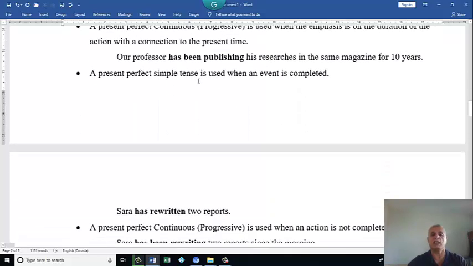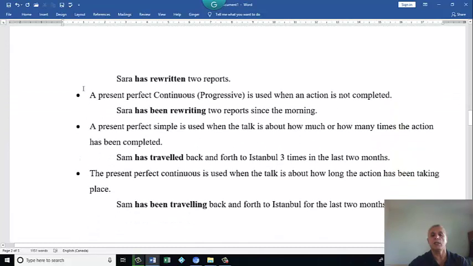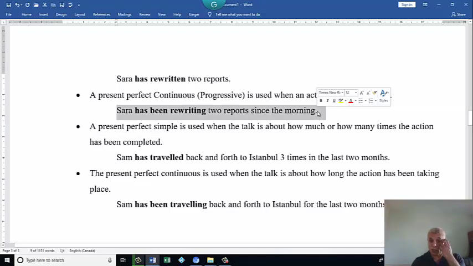The present perfect simple tense is used when an event is completed. It means the completion of the event. For example, Sarah has written 2 reports. The present perfect continuous or progressive is used when an action is not completed. For example, Sarah has been rewriting 2 reports since the morning. It means since the morning she is doing that, rewriting the report. Let's go to one more.